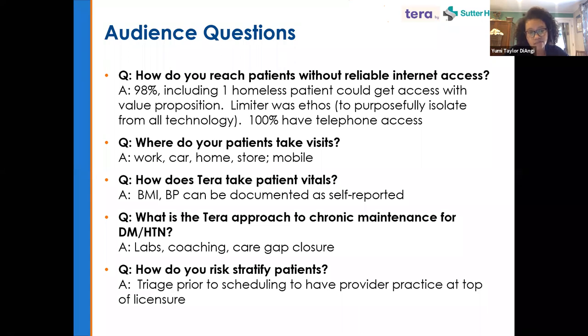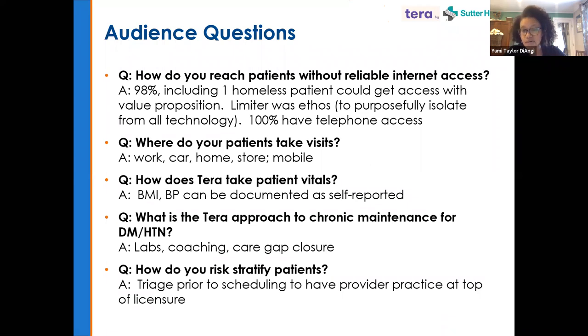Chronic maintenance for diabetes and hypertension: we do standing labs for patients and coaching, and on the back end, we're tracking patients to make sure those things are happening. A lot of our patients, particularly if they have chronic disease and they're stable, are kind of on autopilot.